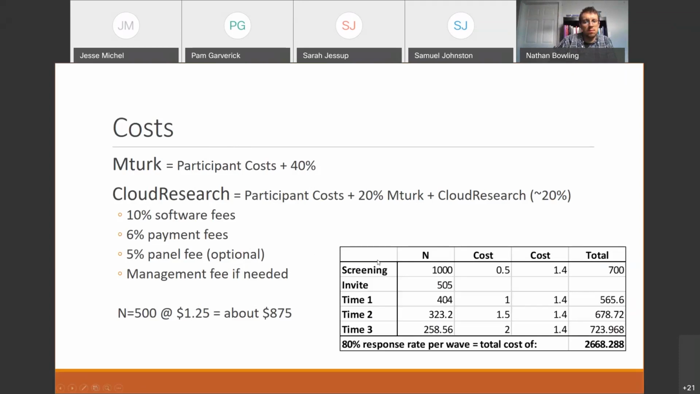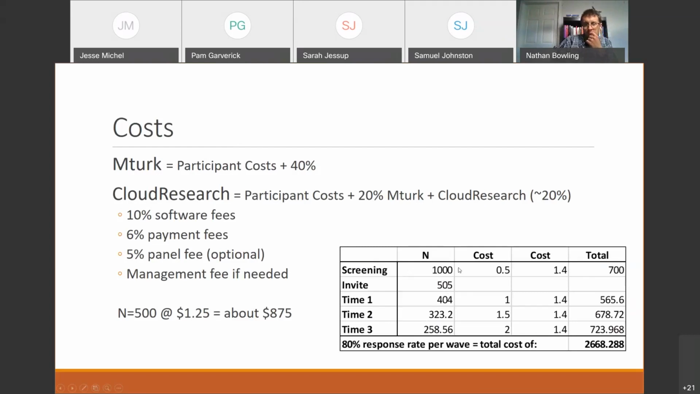But each time talking about payments, I always do a spreadsheet, and I'll create something like this, where, okay, I'm going to screen for 100 people. I'm going to do a 50-cent pre-screen. How much does it really cost? It's going to be 140%. So that pre-screen is going to be $70.